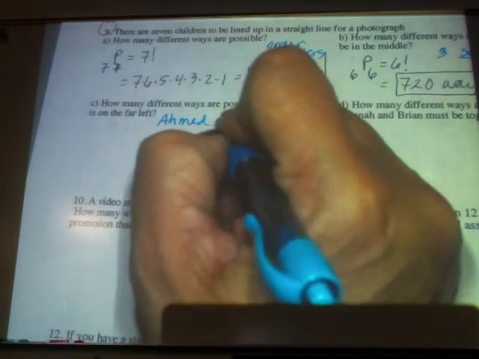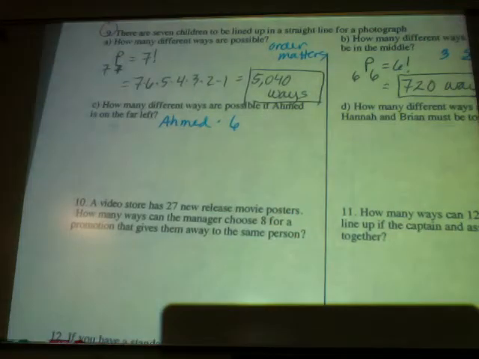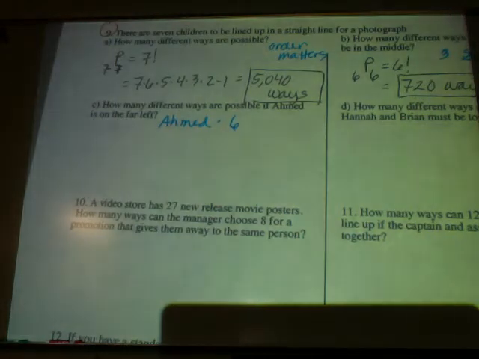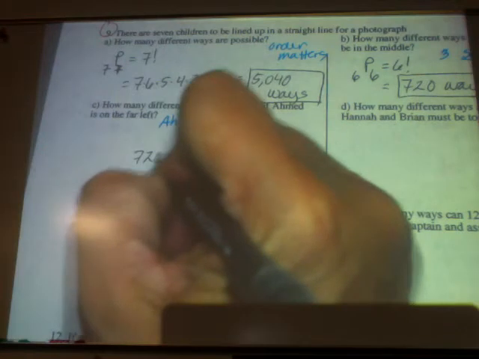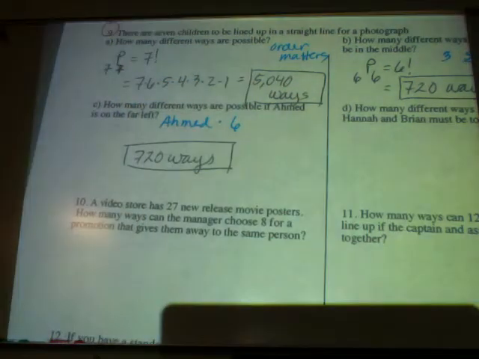And then how many people would be over here? Six, right? So that would be the same, right? It doesn't matter if you're keeping one person still and the other ones are moving, it's still going to be 720 ways, right? So that's the same as when Sally was in the middle. So if I put somebody on the far right and we had to arrange six people on the left, it'd still be 720 ways.